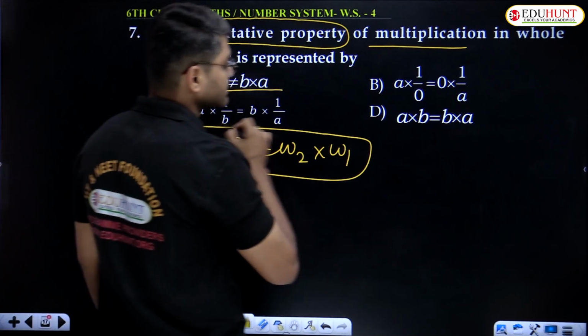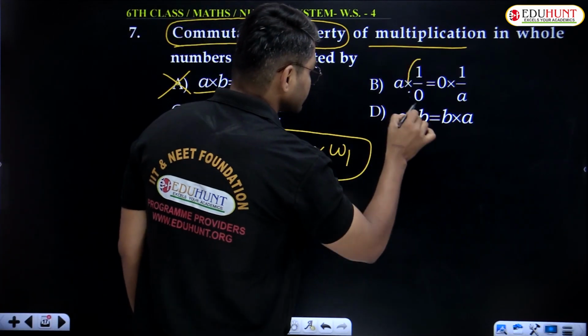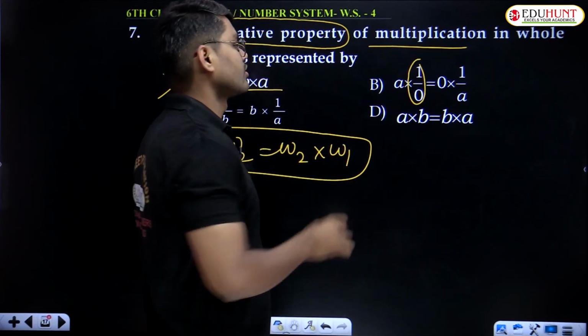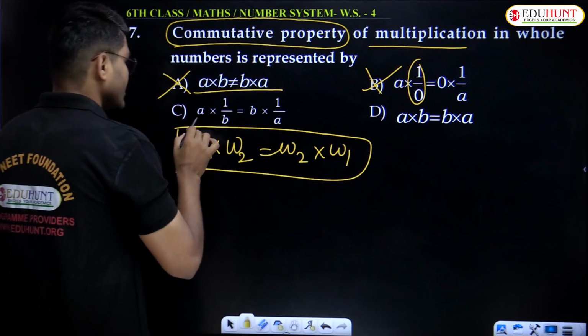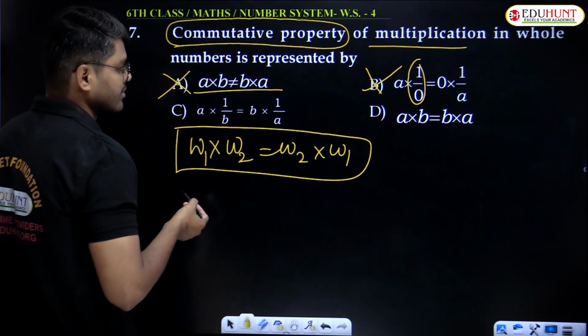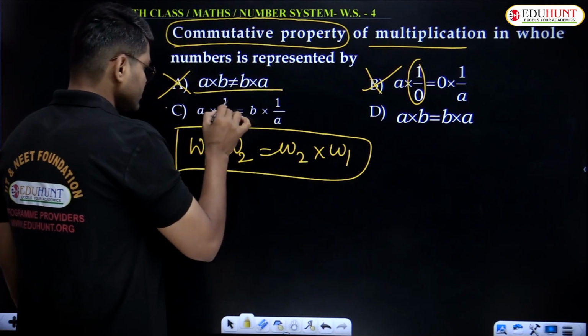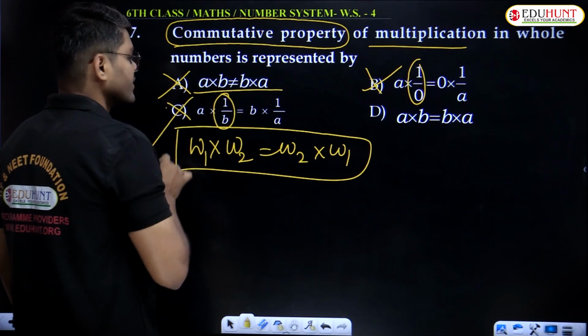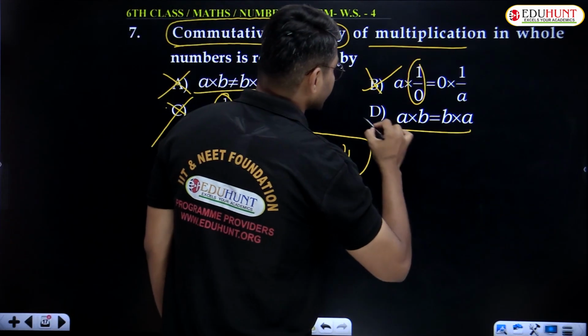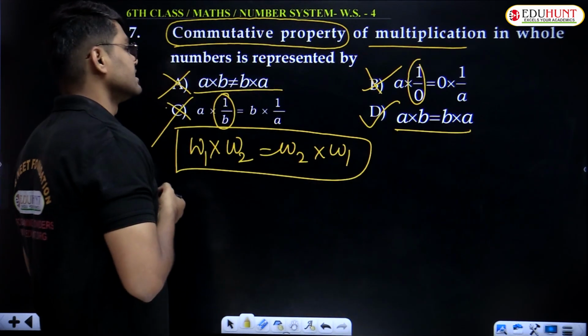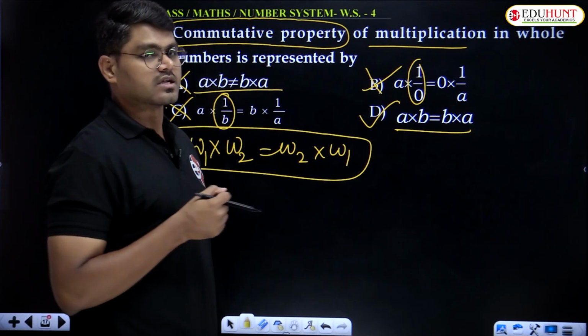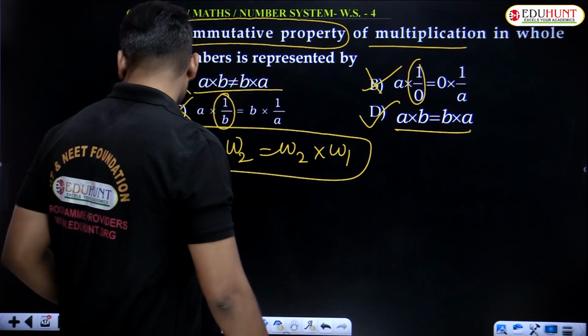Wrong option. Next, A into 1 by 0 is not at all possible. Next, A into 1 by B is equal to B into 1 by A. It is not a whole number. That's why we cannot say A into B is equal to B into A. That's why B is the correct option for this question. Did you understand, students? Let's move on to the next one.